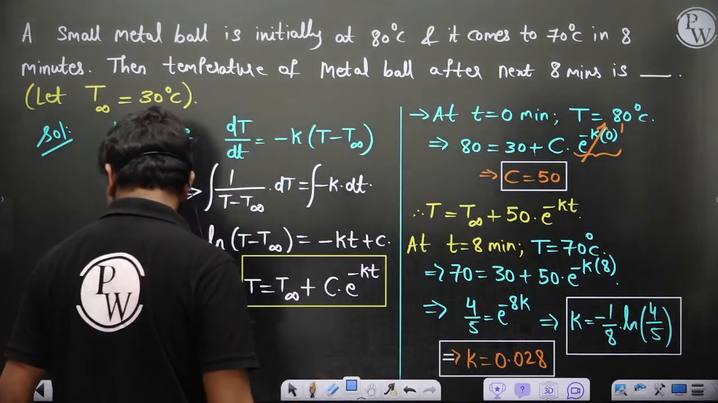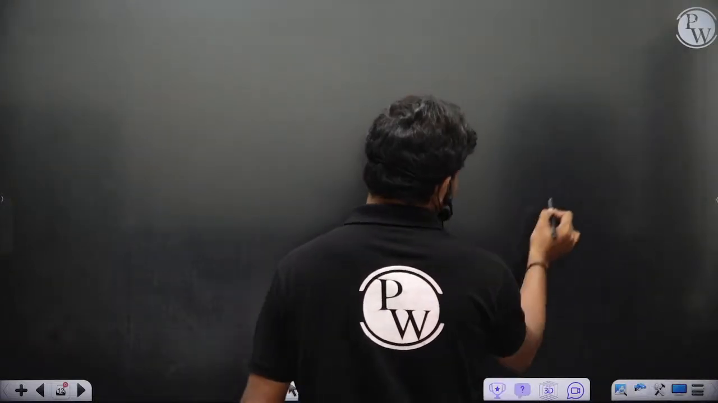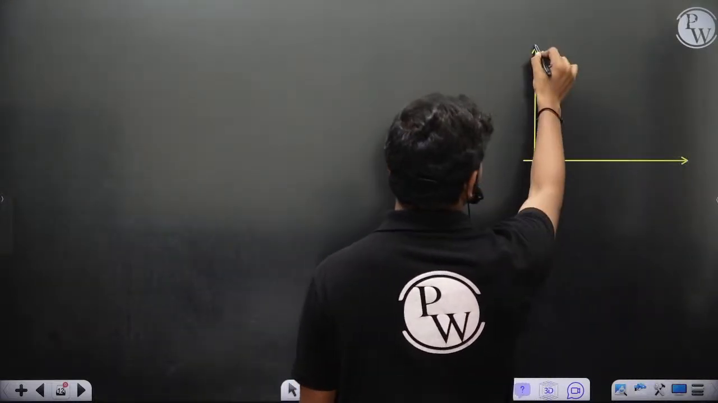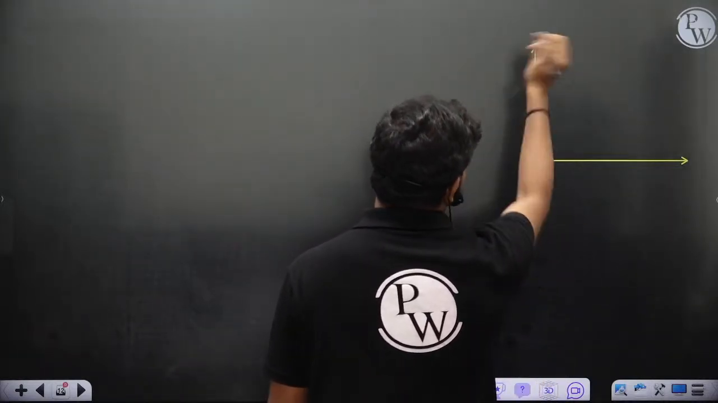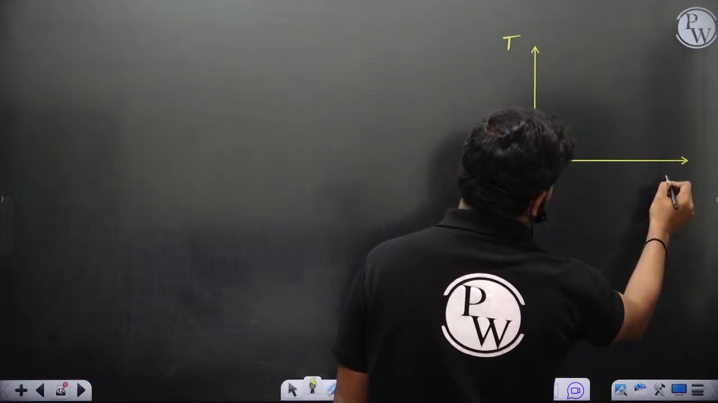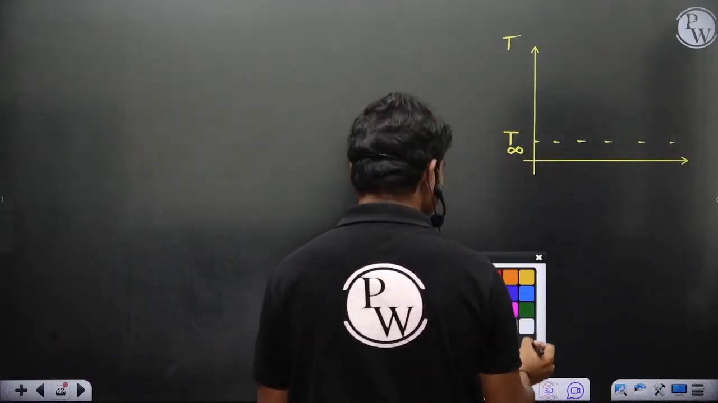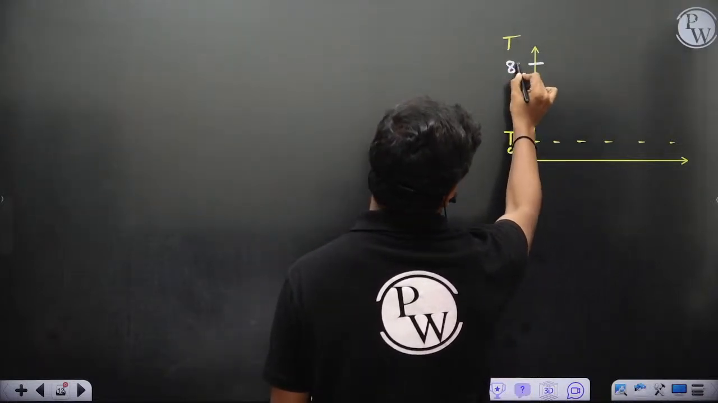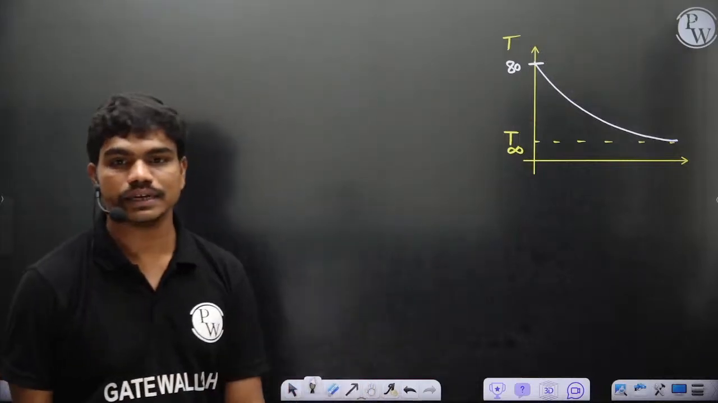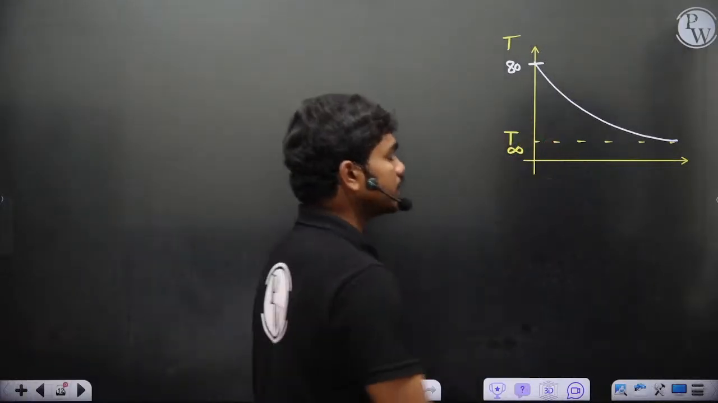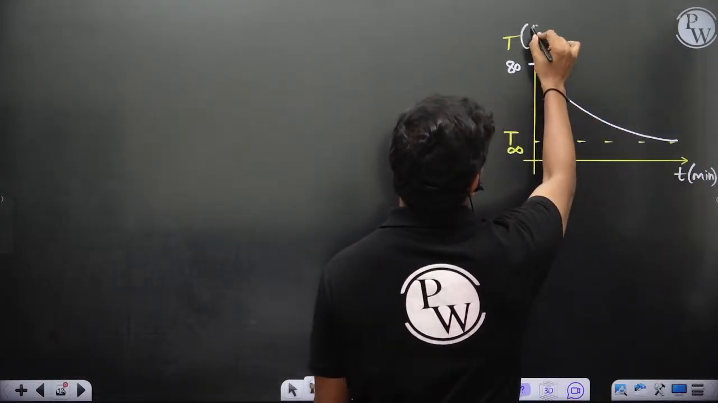So let's see. You know at time t equal to 0. Let's see. If you plot this graph, this is t, this is T infinity. So initially the body is at 80. So after a long time, ultimately this body comes exponentially to this. Basically it becomes asymptotic to this graph. So this is time t, of course, in minutes, and this is T in degrees Celsius.